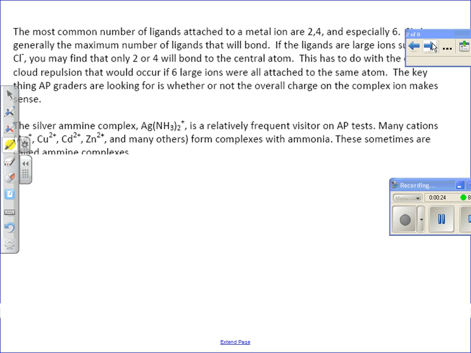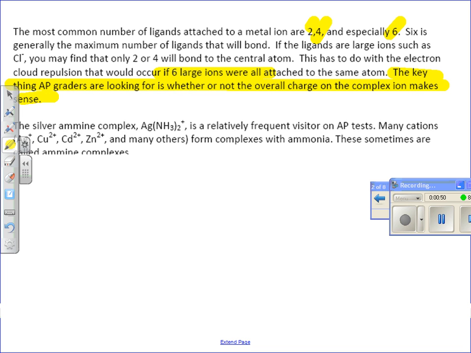So the most common number is either going to be 2, 4, or 6, and it's usually dependent on the charge of the metal ion, because remember, it's mostly transition metals. Double the charge, and that will be the number of ligands that will bond around it. So the most you could possibly put around is 6. But basically, the key is to make sure the AP graders see that the charge makes sense. I'll show you as I write them out.